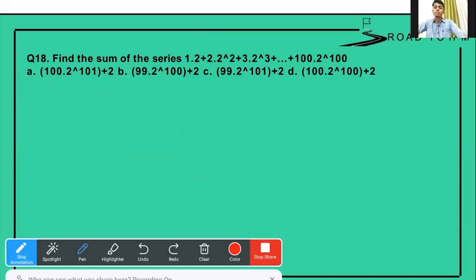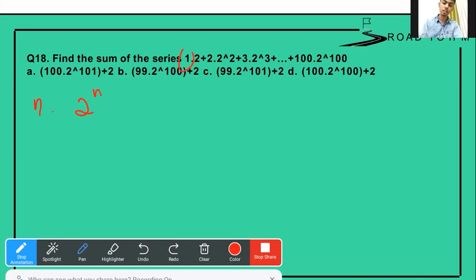Find the sum of the series 1 multiplied by 2 plus 2 multiplied by 2 square plus 3 multiplied by 2 cube, and it goes on and on. For these kinds of questions, let's try finding the general term and see if we can find the answer out of that. By looking at the pattern, the general term has to be n multiplied by 2 to the power n, right?